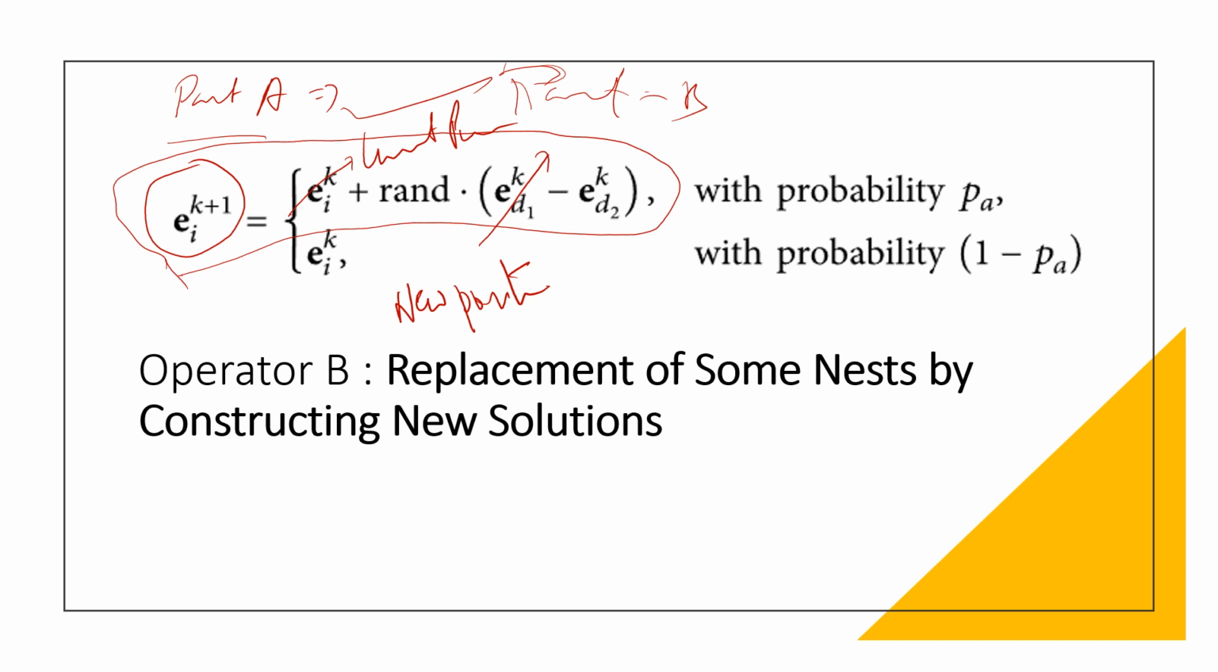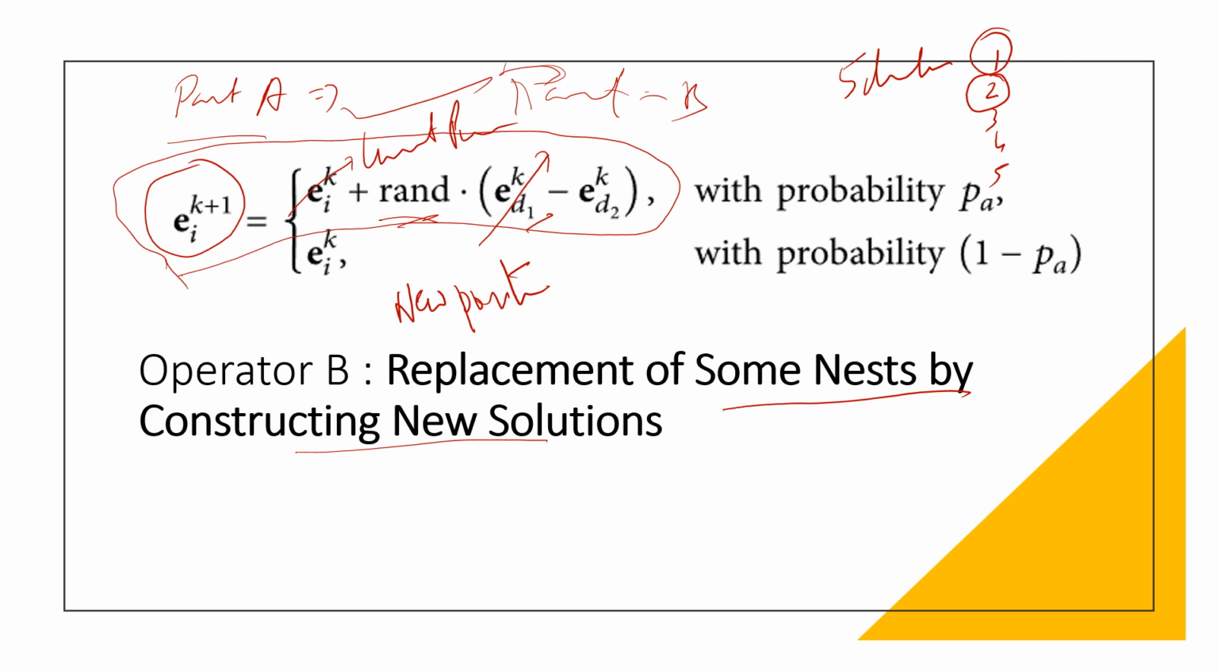Generally what happens if you generated 5 different values initially, 1, 2, 3, 4, 5, and for both E we have generated that. Then you see ED1, so the first value and second value will be taken. I think this is a good solution. And here there will also be a random function: EI plus random multiplied by ED1 minus ED2. This is what the operator P is, replacement of some nest by constructing a new solution.